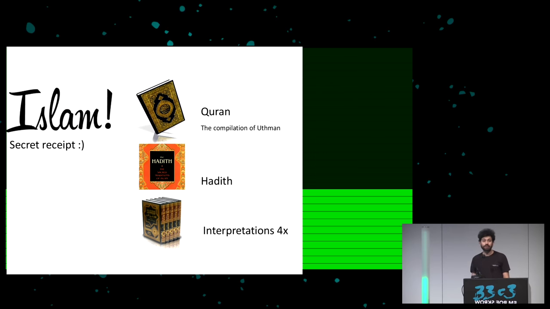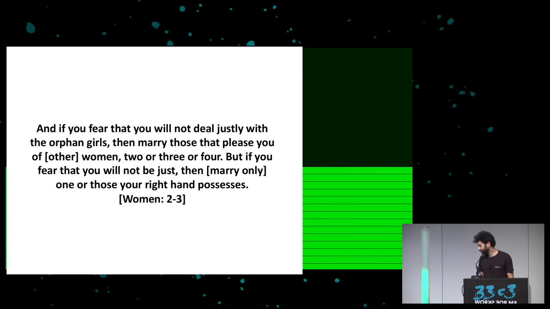So let's talk about the secret recipe of Islam. It consists of the Holy Grail, the Quran, and then Hadith, what the Prophet said in his life, and the four famous interpretations, which everybody can cherry pick or deny or just, you know, put in the drawer. So we're going to ignore the last two and just go for the Holy Grail.